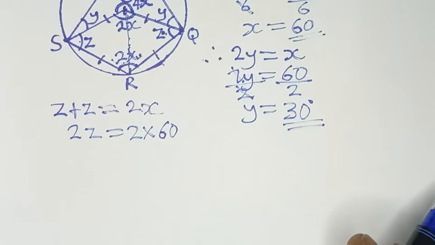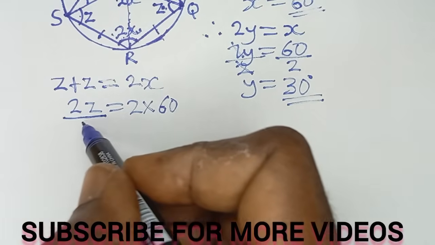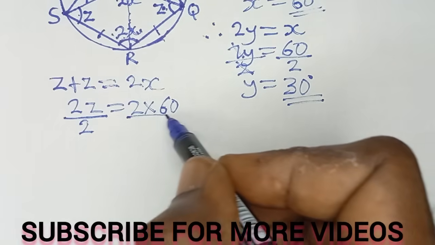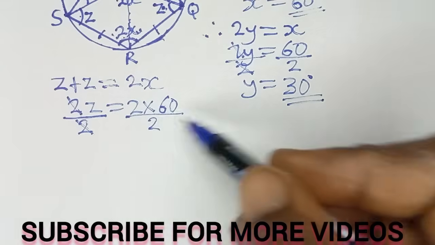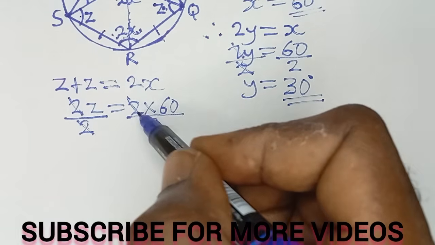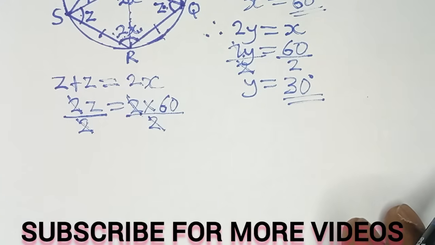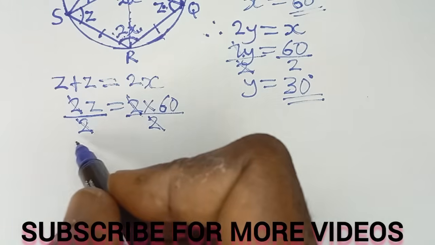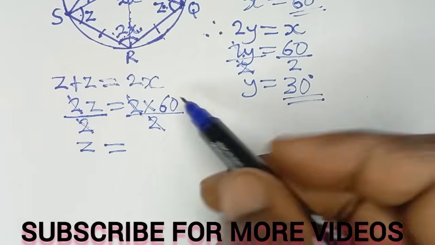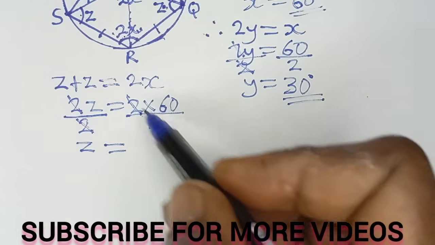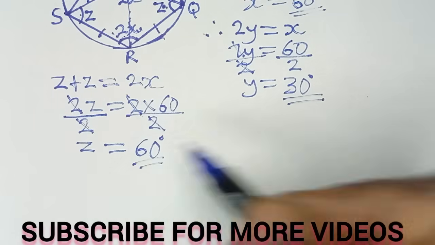So let me simply divide both sides by 2 and then also divide this by 2. These 2 will cancel 2 and these 2 will also cancel 2. Hope you are seeing that. Then from there, I'll be correct to conclude that angle z, which is what is left here, is equal to 60, which is what is left here, because these 2 have cancelled 2. So z is equal to 60 degrees.